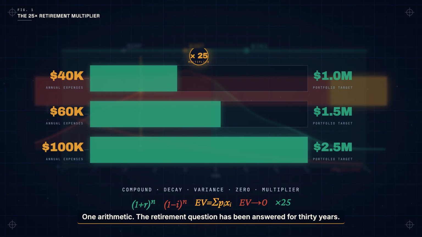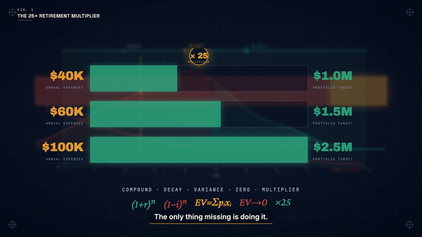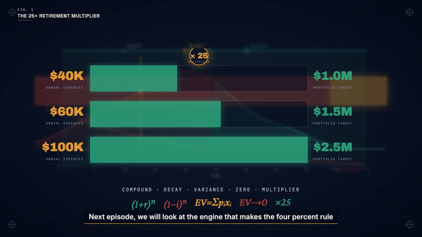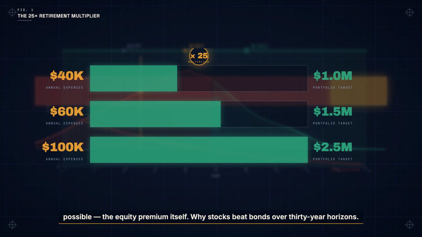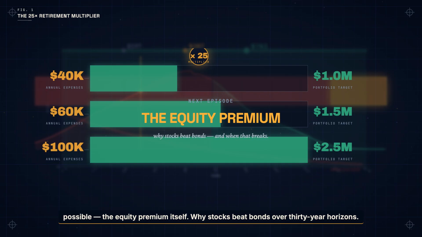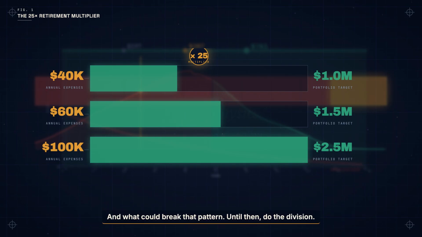The retirement question has been answered for 30 years. The only thing missing is doing it. Next episode, we will look at the engine that makes the 4% rule possible. The equity premium itself. Why stocks beat bonds over 30-year horizons. And what could break that pattern? Until then, do the division. The number is there.